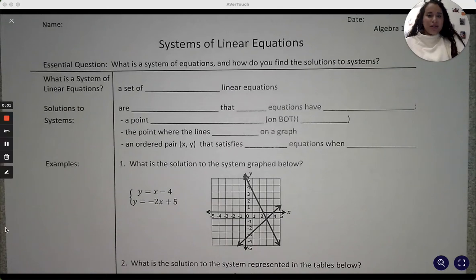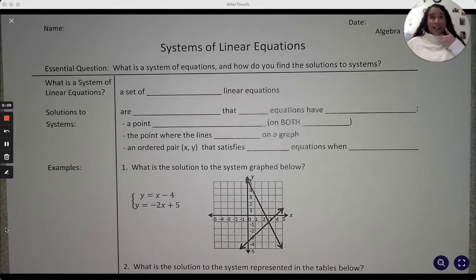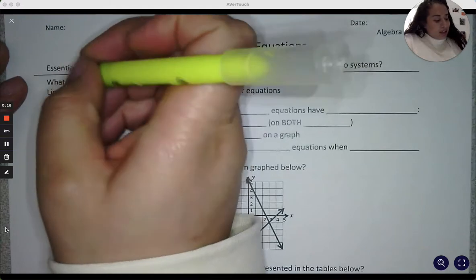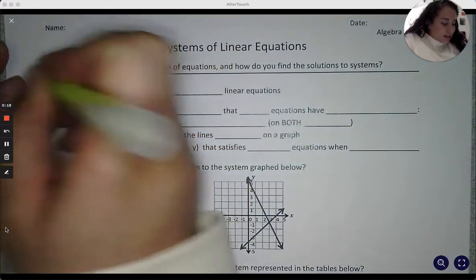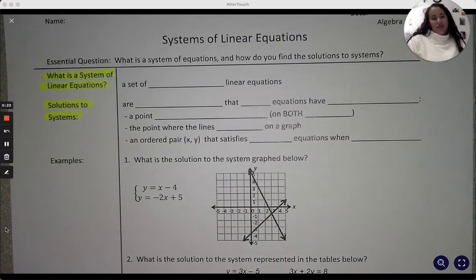All right, guys, so we're going to start a new unit called Systems of Linear Equations. And if you can graph a line, you're in great shape, okay? So the first couple of things that we need to talk about is what exactly is a system of linear equations and what is a solution to a system of linear equations, okay?